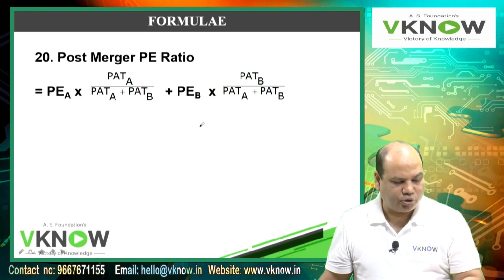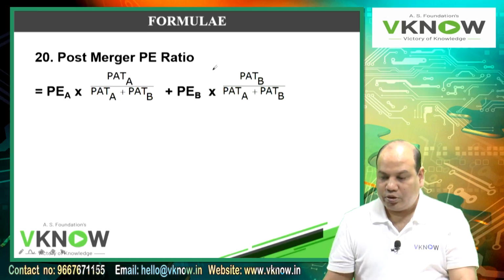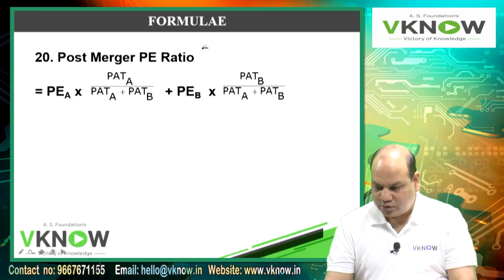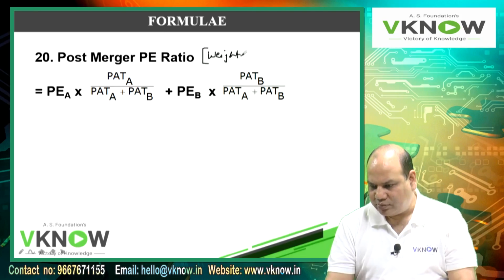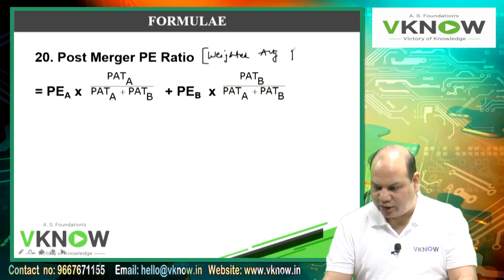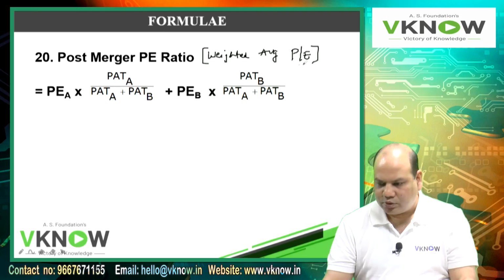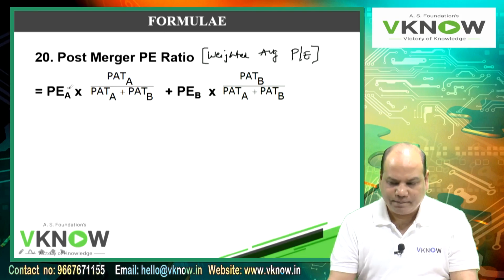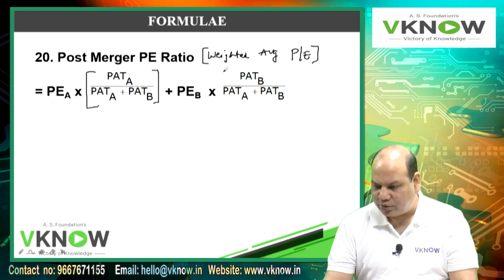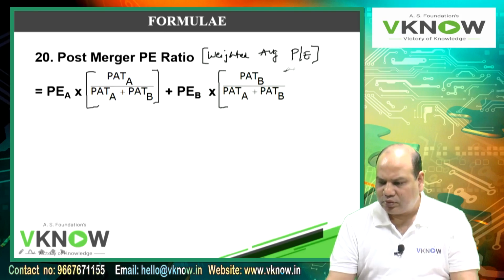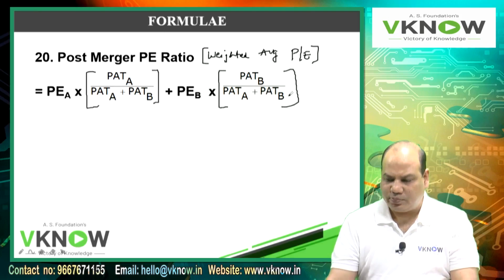20th number formula, post merger P ratio. If the question is silent, there are two assumptions possible. One is post merger P ratio will be weighted average P ratio, that is P ratio of A into PAT of A upon PAT of A plus PAT of B. This you put in a bracket to avoid confusion, plus P ratio of B into PAT of B upon PAT of A plus PAT of B.